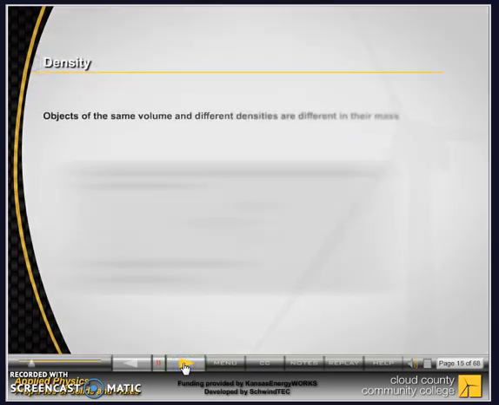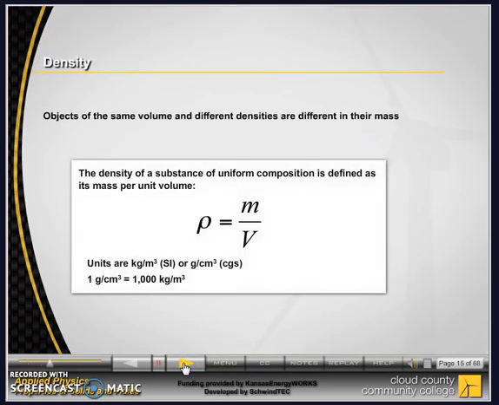Objects of the same volume and different densities are different in their mass. There is more material packed into a dense object than there is in a lesser density object.